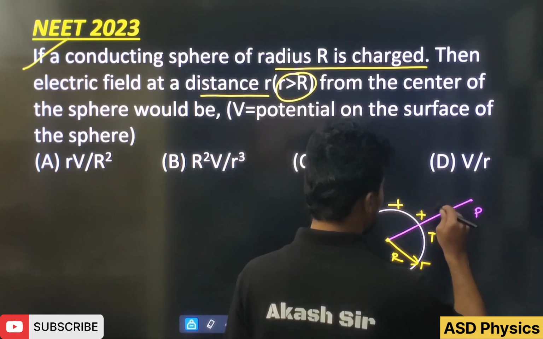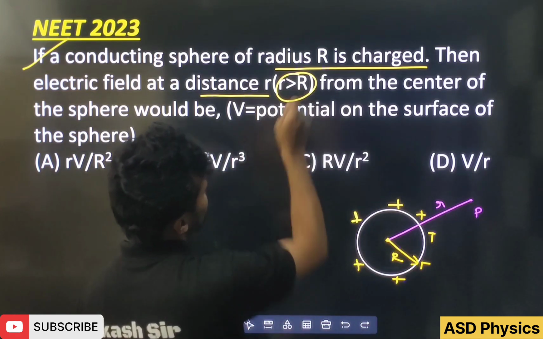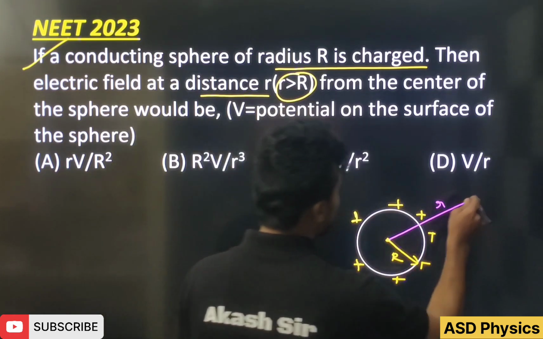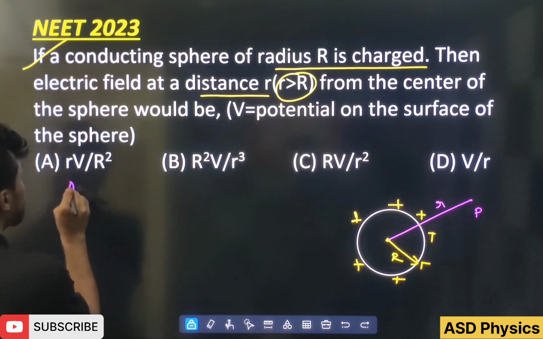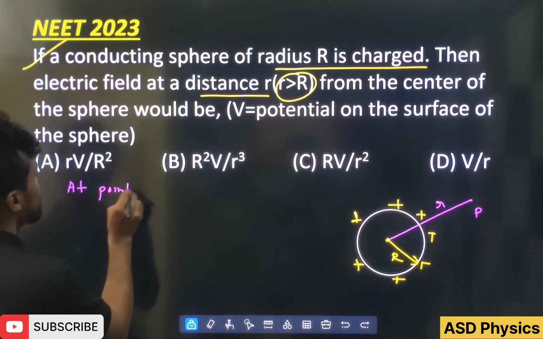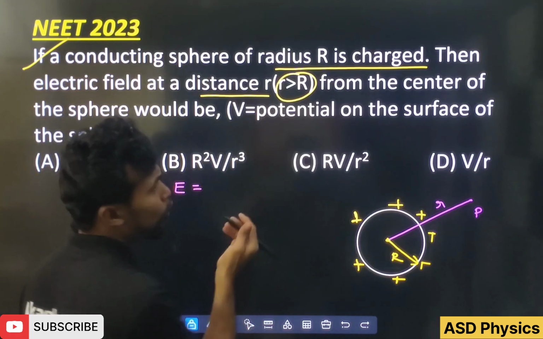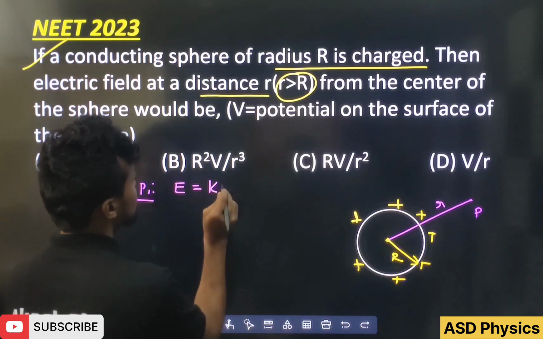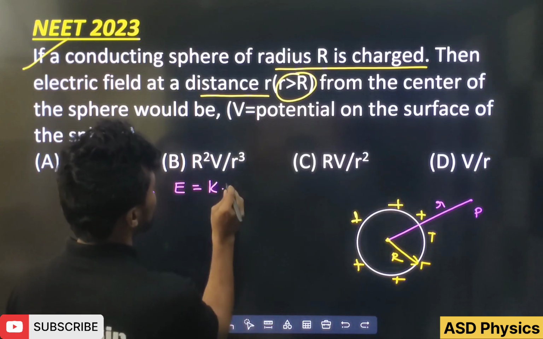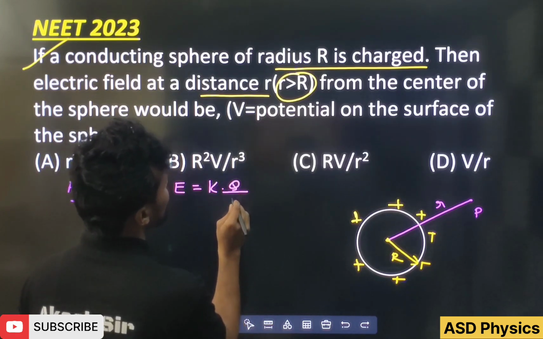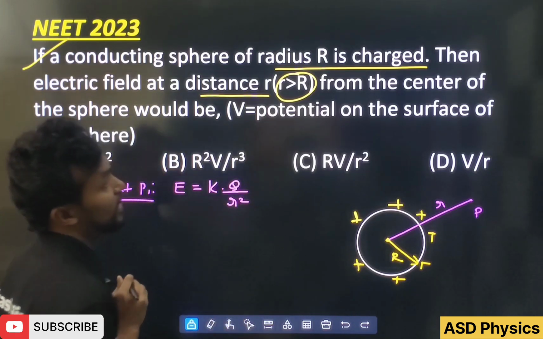My observation point P is where? Outside, because they told us small r is greater than R. So you know very well, at point P the electric field is 1 by 4 pi epsilon naught, that means K into charge. Let's take charge Q, so KQ by small r square.